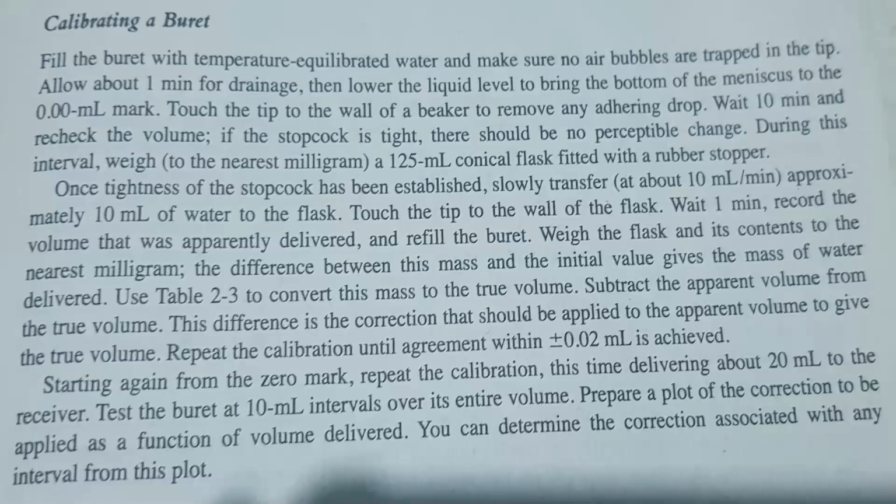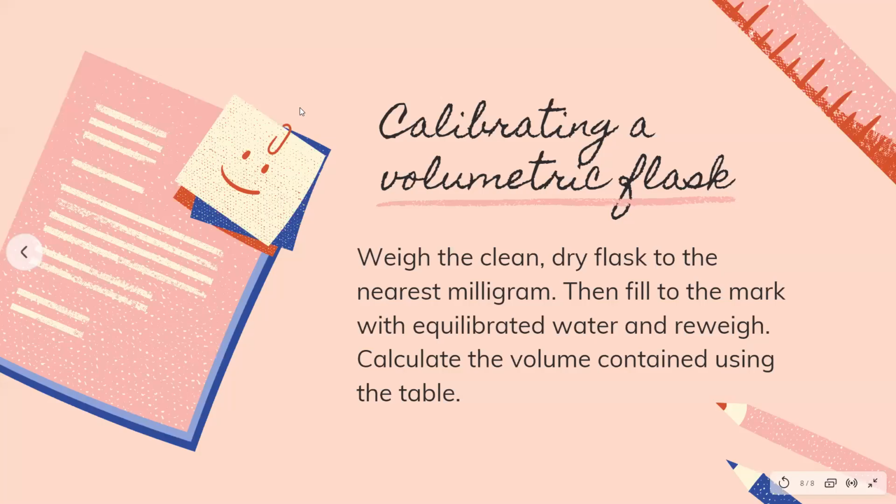Questions, class? None. Sige. And then the last one is for repeating, because you will compute again. And once you get the difference between the apparent and the true volume to plus and minus 0.02, then you're good. Once the procedure is done, your burette is calibrated at 25 degrees Celsius.